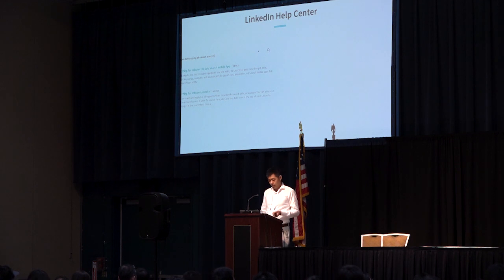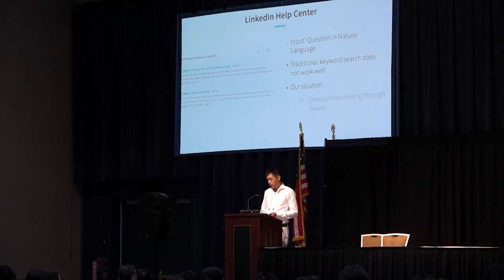So here is the example, right? People come and say, hey, how do I keep my job search a secret? See, the user posted in a very natural language way. And if you look at the original search engine that we had, it was showing random articles. It was not very relevant, right? So we talked about it. We want to have input questions in natural language, and traditional keyword search may not work well.